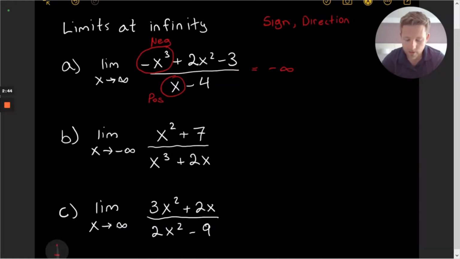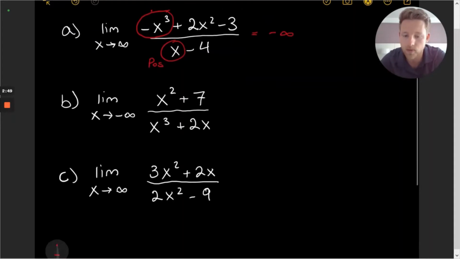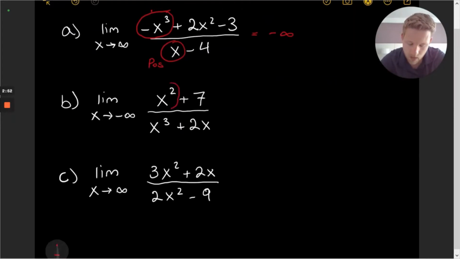Part B, we'll take a look at. Whenever we have limits at infinity or negative infinity, again, we want to consider the leading terms. The leading terms in this part B are going to be x squared and x cubed. In this case, the roles here are reversed. The cubed power will start to overpower, in other words, get larger and larger quicker than the x squared power. So if I have a denominator that's growing faster than its numerator, I know that that fraction is going to be tending down towards 0.